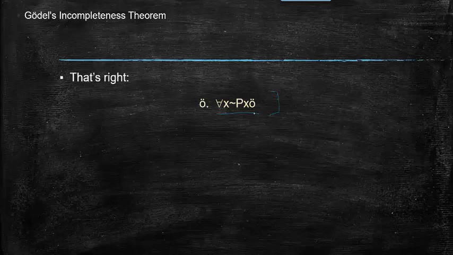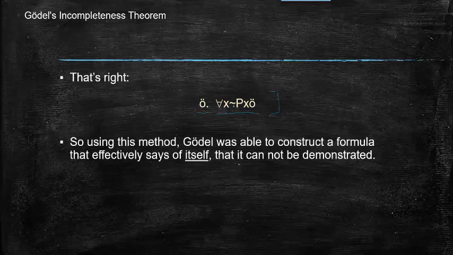And this is directly analogous to the liar's paradox, which we've discussed in the past, where an individual human being says, I am lying. So we can brace ourselves for a kind of paradoxical result. But this time, it's not going to be paradoxical. It's going to actually prove something very important. So if you isolate one of these formulas, a formula whose Gödel number is, in this case, U, that says of itself that it cannot be proven, something very interesting follows. So using this method, Gödel was able to construct this formula that effectively says of itself that it cannot be demonstrated.